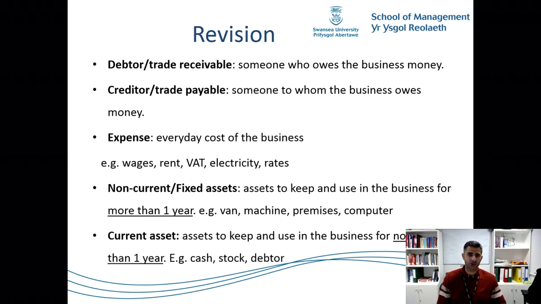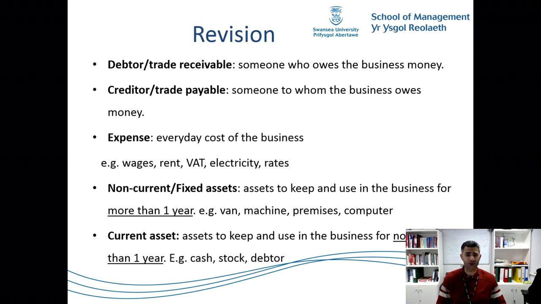Non-current assets or fixed assets are assets to keep and use in the business for more than 1 year. This is for business use only, yeah? So think about anything like a van, machine, premises, computer. If you go to Pizza Hut or Domino's Pizza, you see the delivery vehicles. These are classified as fixed assets to the business, only for business use.